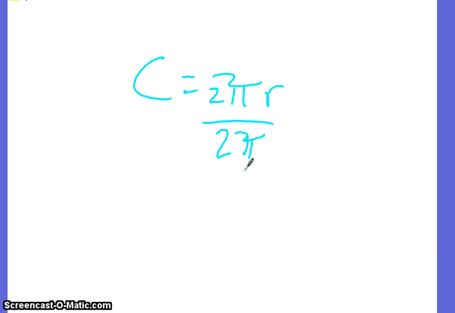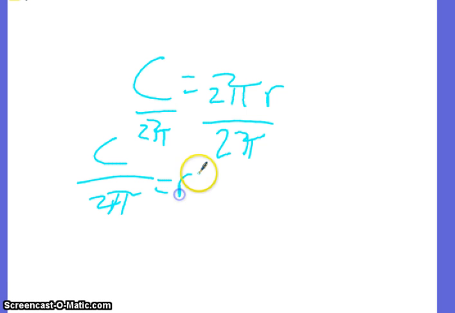I don't know what circumference is. I don't know what radius is, so I don't care. All I want to do is transform my formula. I want r by itself. So then it would be C over 2 pi equals r. It's done. That's it. All we did was transform the formula.